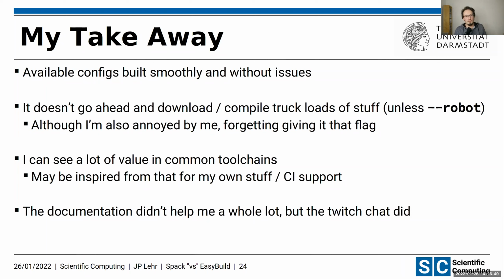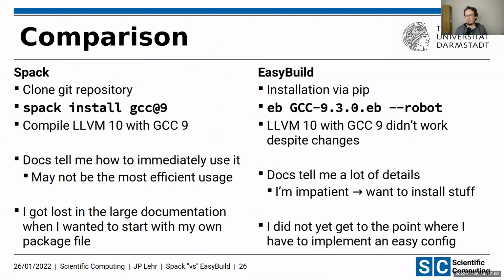And finally, the documentation didn't help me a whole lot, but the Twitch chat did, which I guess translates also to the Slack if I had asked my questions there. So comparison, that's the final slide. Well, not the final, but second to last. So in Spack, you would do clone git repository, then you would do spack install gcc, and on the other hand, for EasyBuild, you install via pip and then do eb gcc-9.3 --robot.